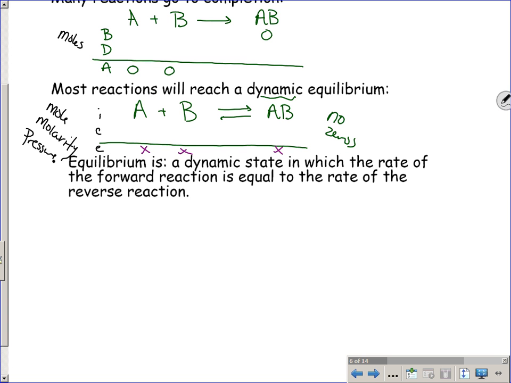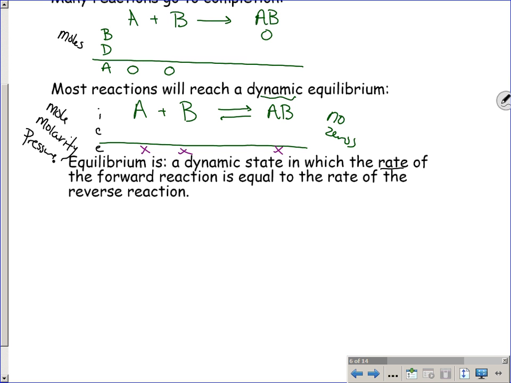So here's your definition of equilibrium: a dynamic state in which the rate of the forward reaction equals the rate of the reverse reaction. We indicate that both reactions can occur by the double arrow. And it makes sense. The word equilibrium suggests that something is equal. What students will often get confused and then get wrong is that they think that what is equal at equilibrium are the amounts of the substances, and that is just not true.